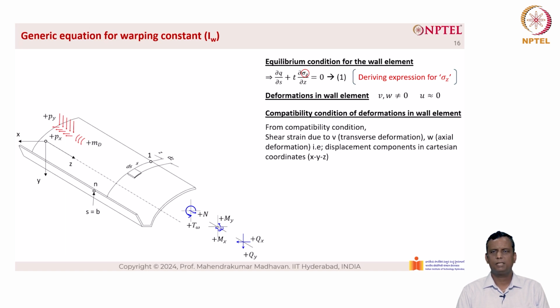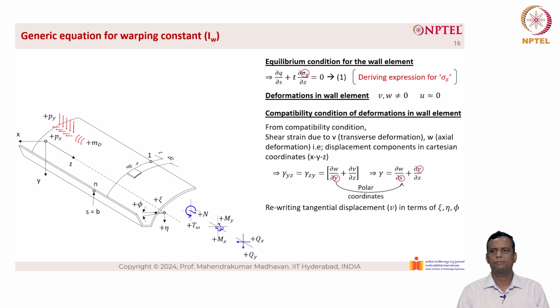From compatibility condition, we know that the shear strain due to V, that is the transverse deformation, and the axial deformation W, that is displacement components in Cartesian coordinates x, y and z, is given as gamma yz equal to gamma zy equal to dou w by dou y plus dou v by dou z. And this can be represented in the polar coordinates as gamma equal to dou w by dou s plus dou v by dou z.